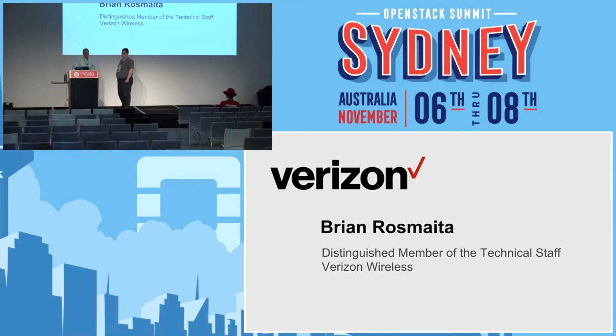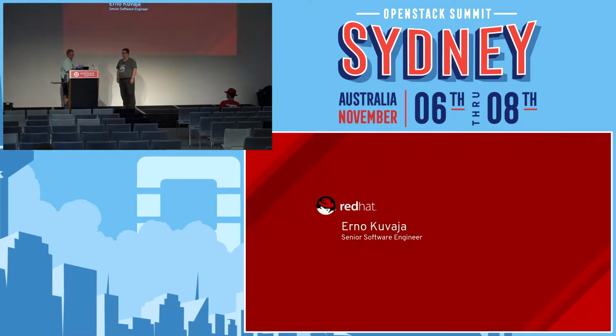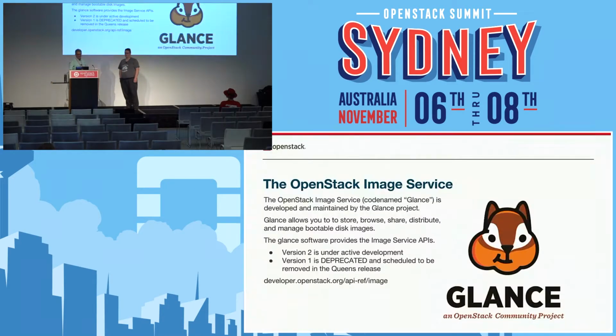All right, my name is Brian Rossmeda. I'm working for Verizon Wireless these days. I'm the PTL of Glance, and I've been working on the Glance project since Folsom, I guess. And I'm Erno Kuvaja. I'm working for Red Hat. Have been working with Glance since, I think, Icehouse. So it's been a while. Erno's a core contributor to Glance and has been around the project for a while. So we kind of know what we're talking about, hopefully.